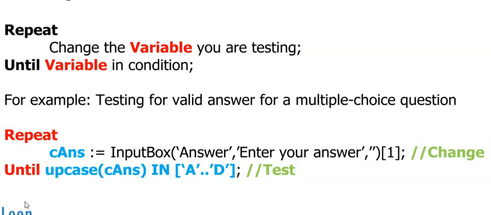Here's an example of testing for a valid answer of a multiple choice question. A repeat loop will execute at least once because the condition sits at the bottom. Very important is that the variable you are testing here in the condition needs to be changing inside of your repeat loop, else you will fall into an infinite loop.